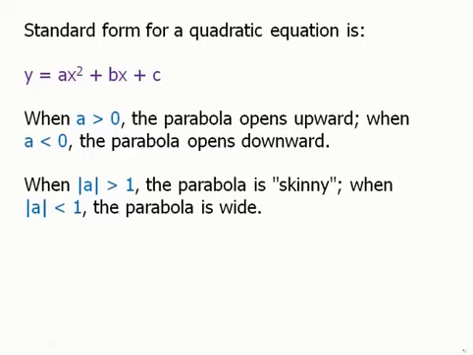When the absolute value of a is greater than 1, the parabola is skinny. And when the absolute value of a is less than 1, the parabola is wide. So this gives us a way to look at a and tell relatively how skinny or wide the parabola is.